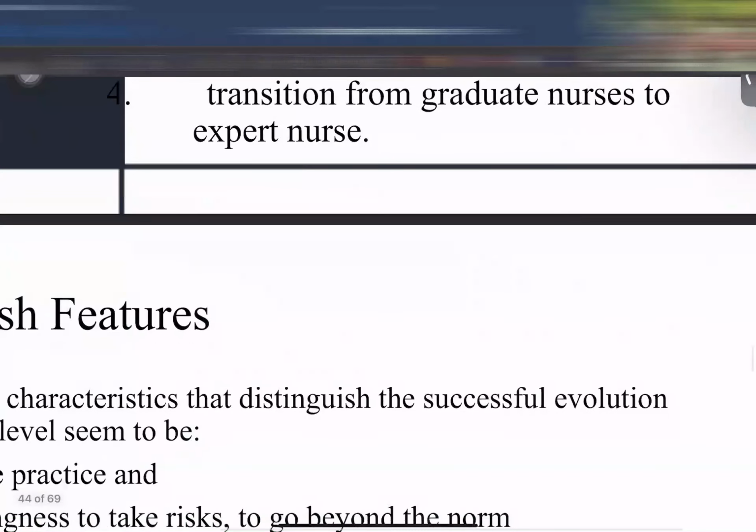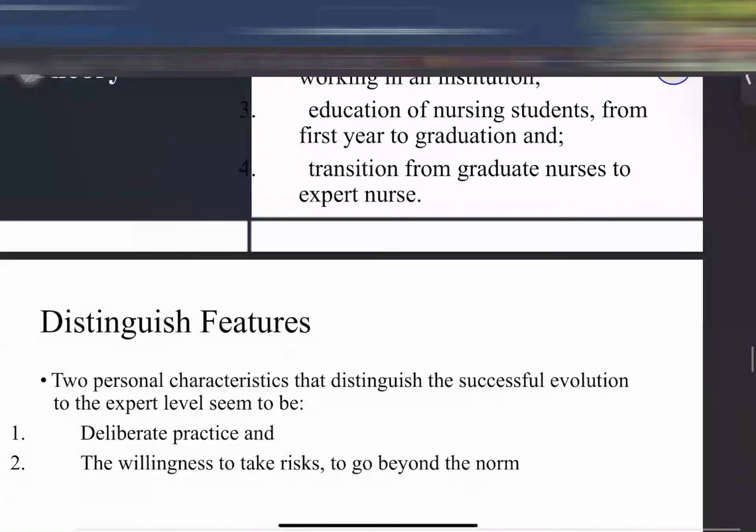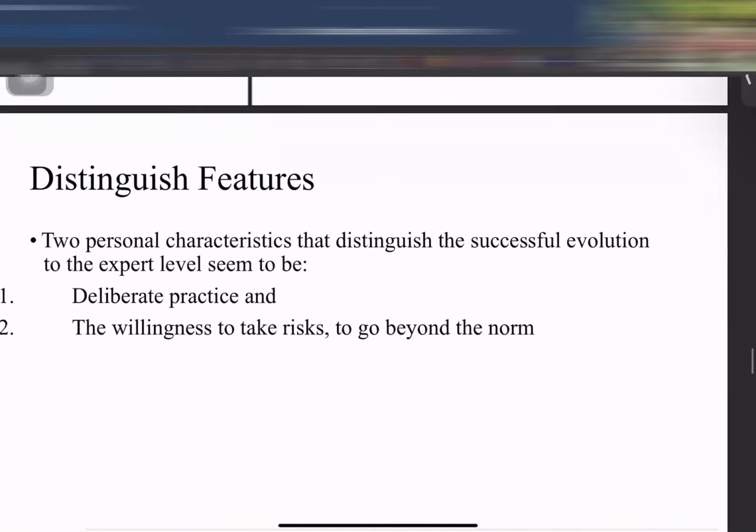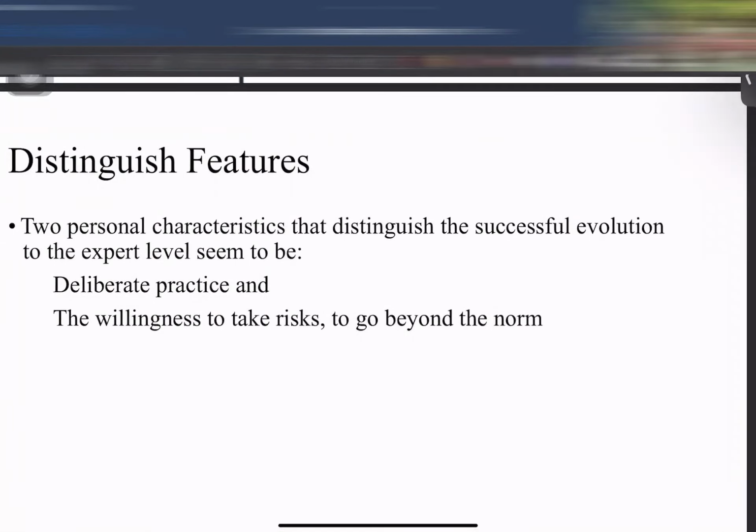Now, what are the distinguishing features of this theory? There are two personal characteristics, class, that distinguish the successful evolution to the expert level. And what are those two characteristics? One, class, deliberate practice. And then pangalawa, the willingness to take risk and to go beyond the norm. Now, class, this is from a theory. This is not an advice from me, but you can actually hear me also saying this as an advice.